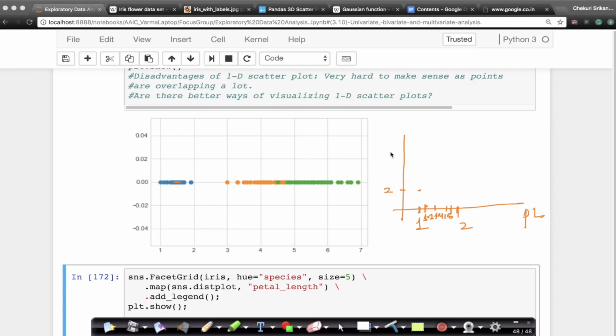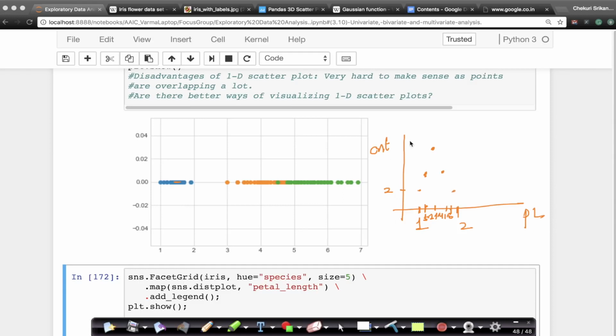So my y-axis now is basically the count of the number of points that exist in each of these windows. Similarly, between 1.2 and 1.4, let's assume there are 4 points. Between 1.4 and 1.6, let's assume there are more points. So on and so forth.